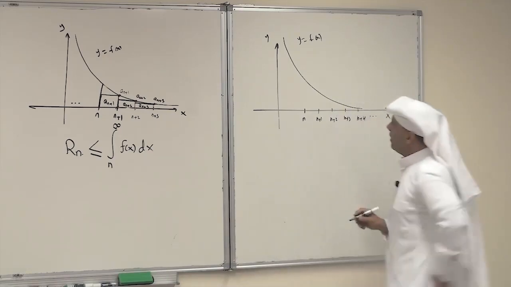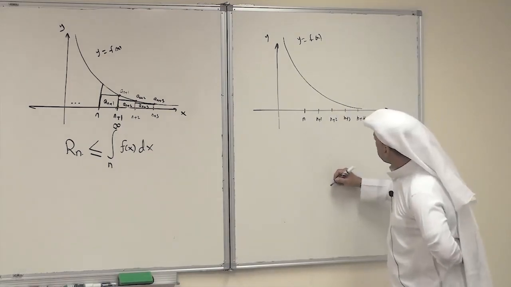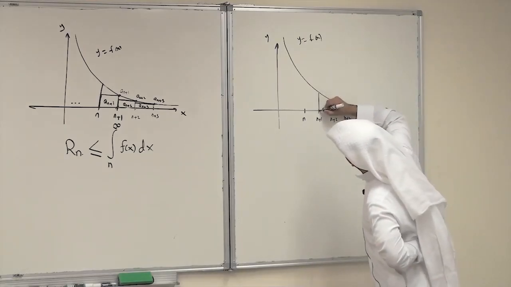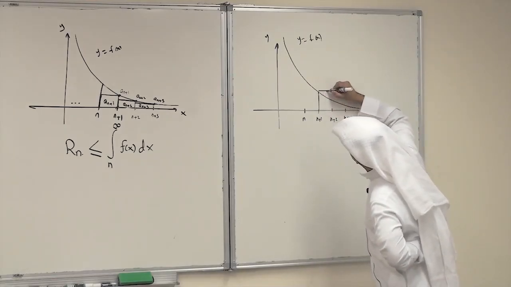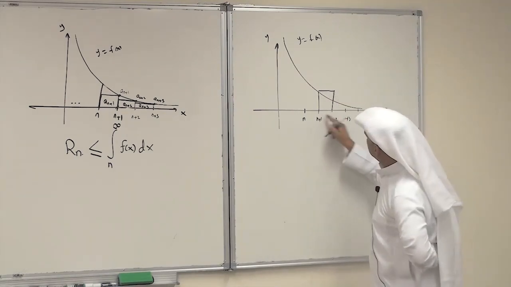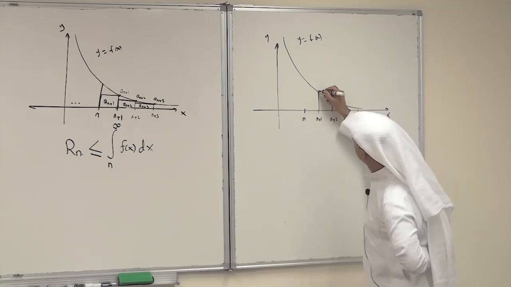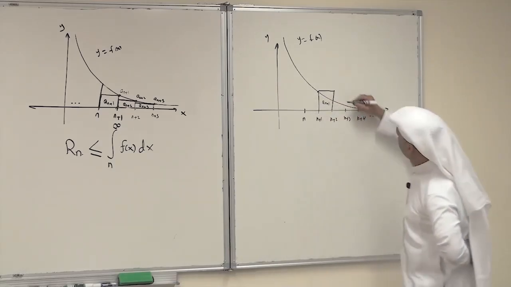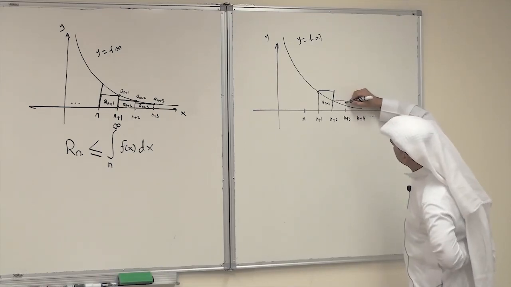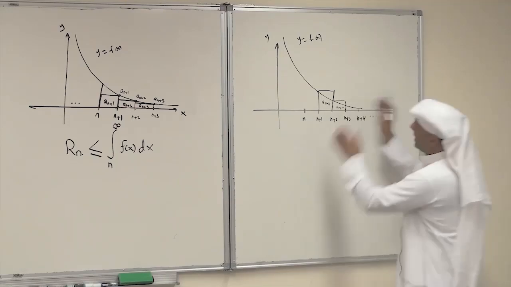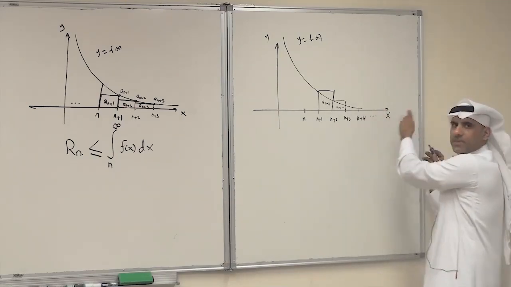Now, if we form this rectangle like this, what is the area of this rectangle? The rectangle has a width equal to 1, and the height here is a_(n+1), so this is a_(n+1). And the area of the second rectangle I will form like this. This is a_(n+2). And you move like this, a_(n+3), a_(n+4), a_(n+5), etc.